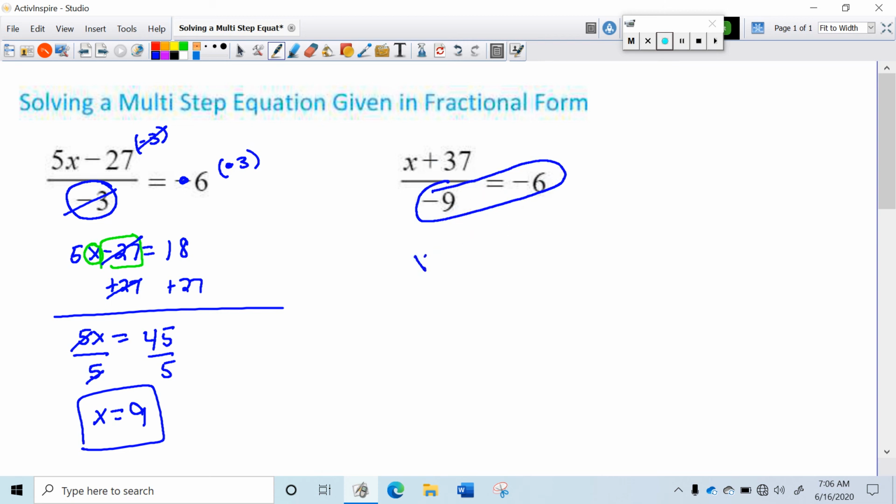So that means the x plus 37, you're just going to leave it alone. Then you're going to multiply these two. Negative times a negative is a positive. 9 times 6 is 54. And then you solve that. So I'm going to subtract 37 from both sides. X equals 54 take away 37 is, let me see here, 17.